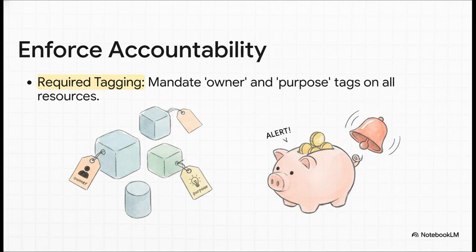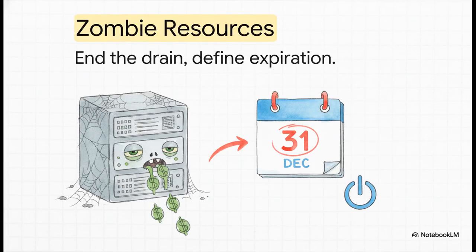Next, we enforce accountability. When you mandate simple tags like owner and purpose, there are no more mystery servers eating up your budget. You know who spun it up and why. And budget alerts? They're like an early warning system that tells a team they're about to overspend before it happens, not after. And finally, you get to stop the zombie resources.